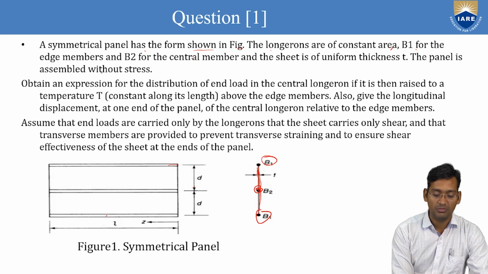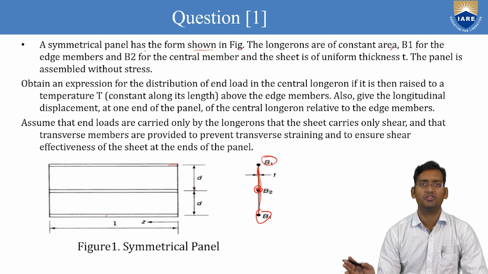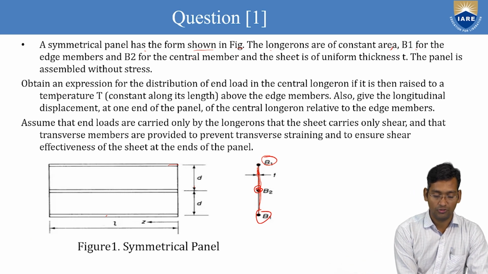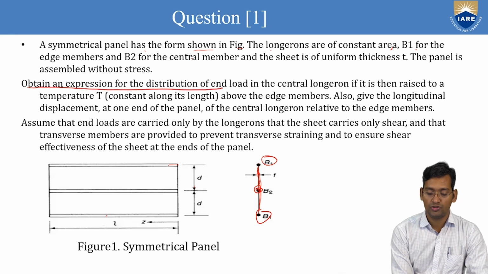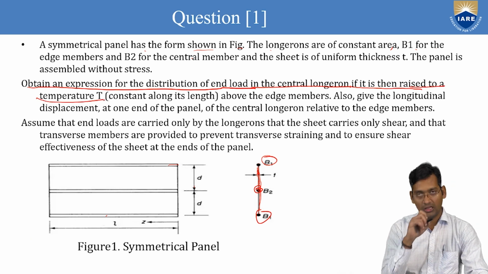The panel is assembled without stress. So the panel is assembled without applying any stress, one kept over the other. Now here, this is the question: obtain an expression for the distribution of end load in the central longiron if it is then raised to a temperature T.